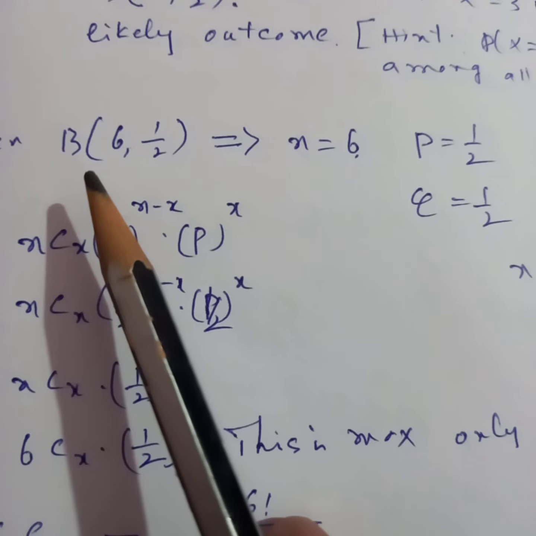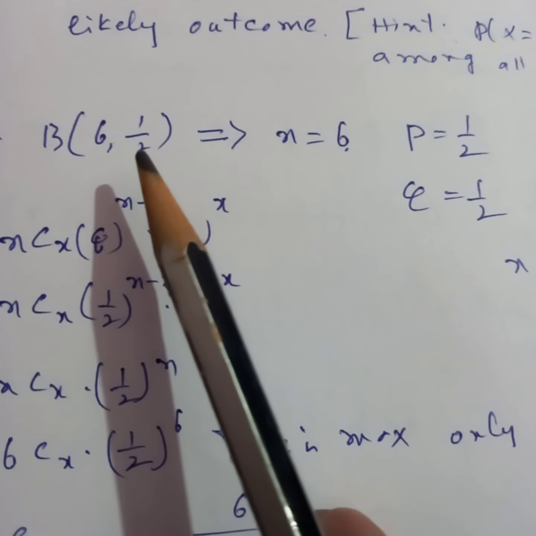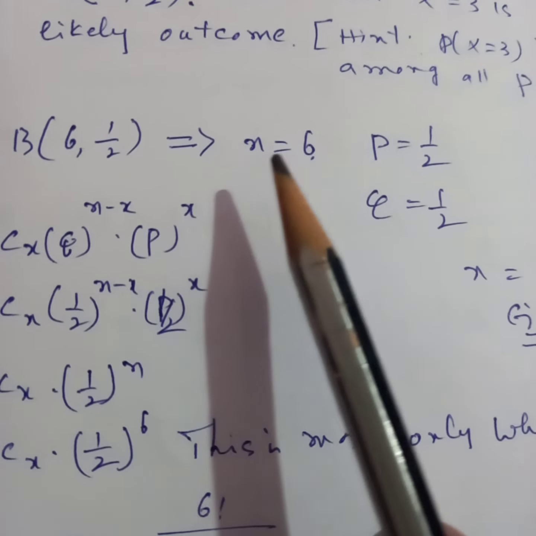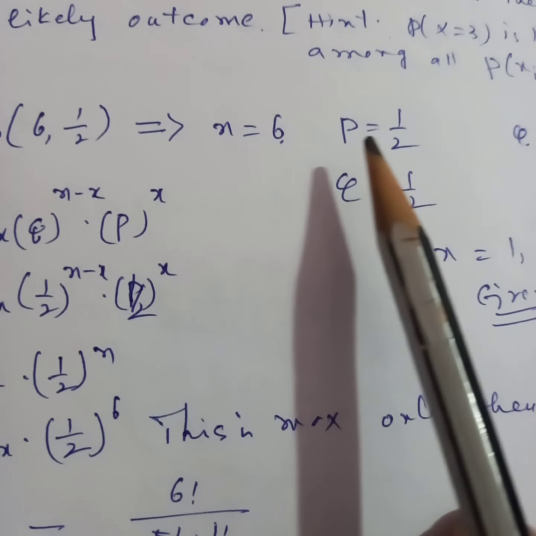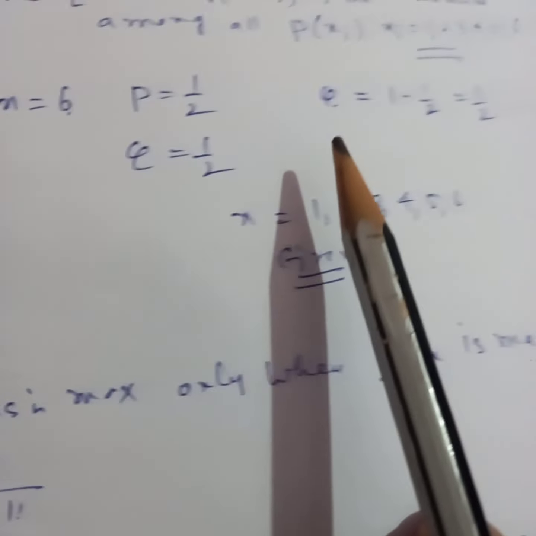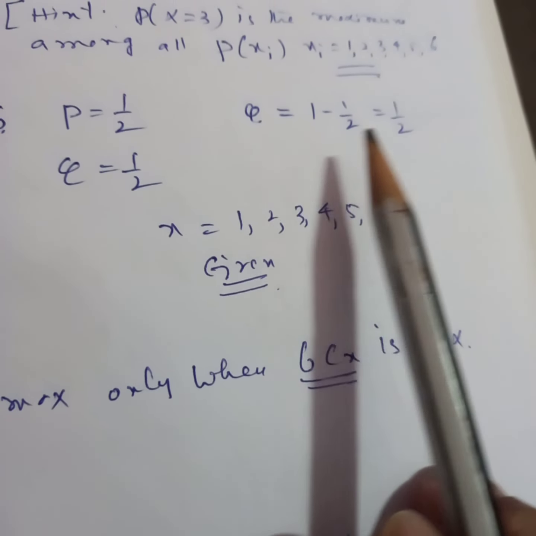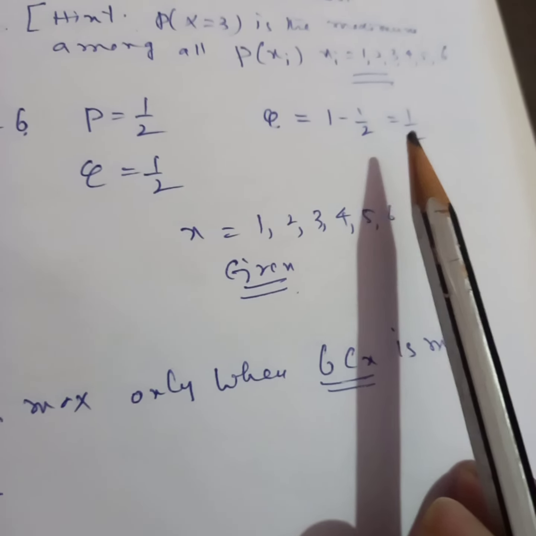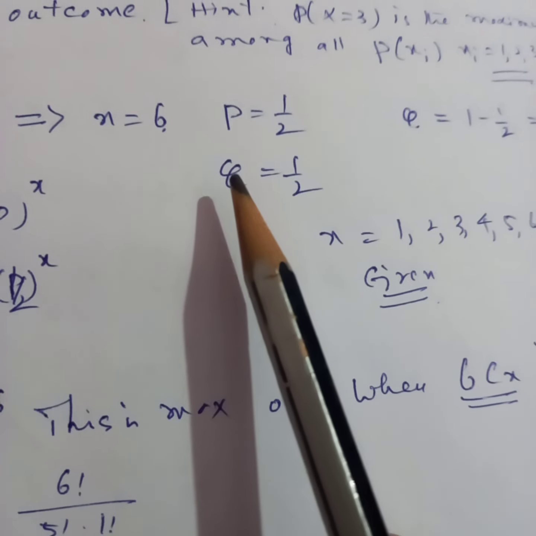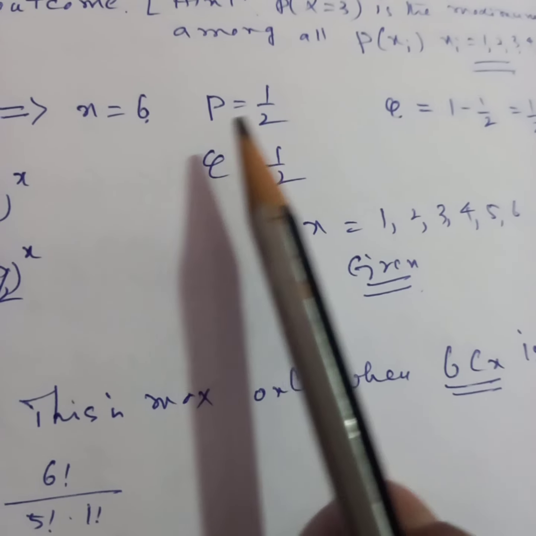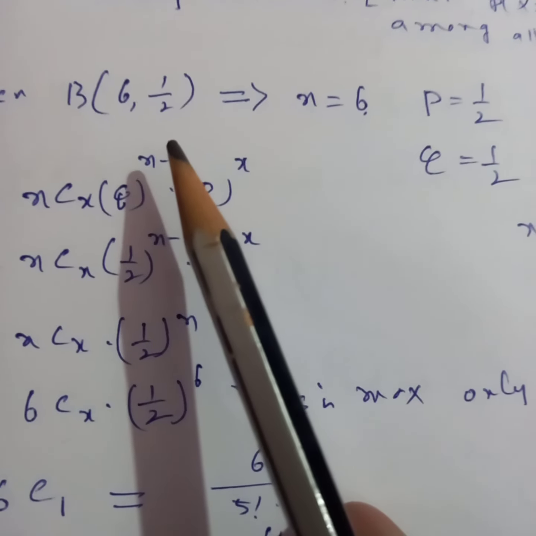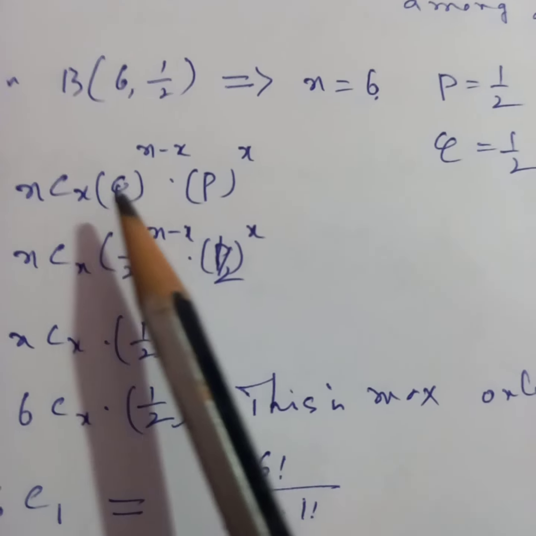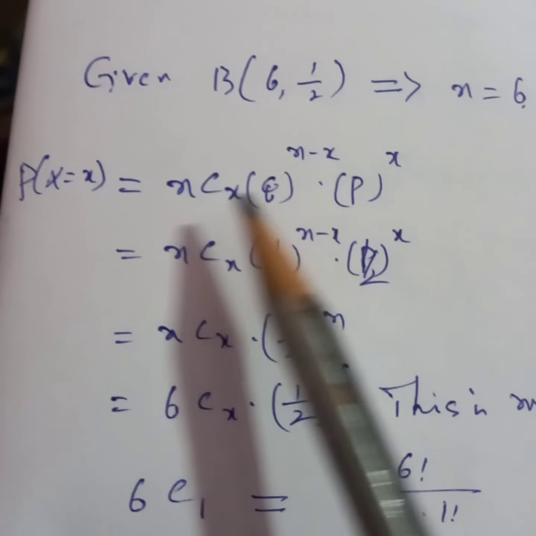Now b(6, 1/2) implies n is 6 and p is 1/2. When p is 1/2, q is 1 minus half, that is also half. So the values of p and q we know. P is half, q is half, n is 6 and x is 3. Now use this relationship or this formula.